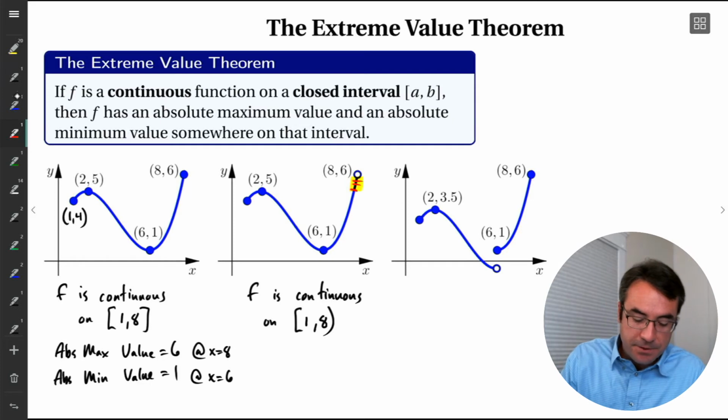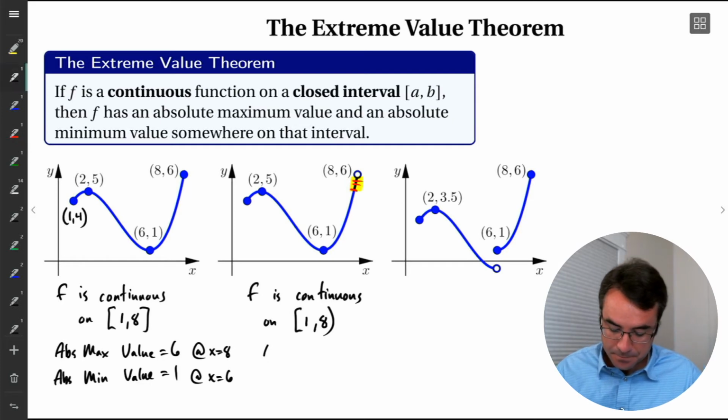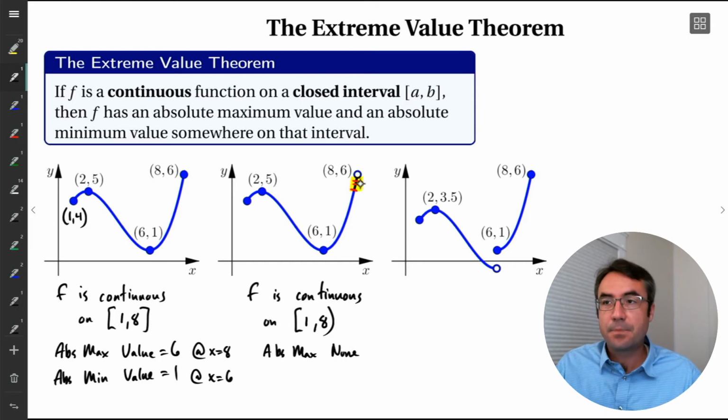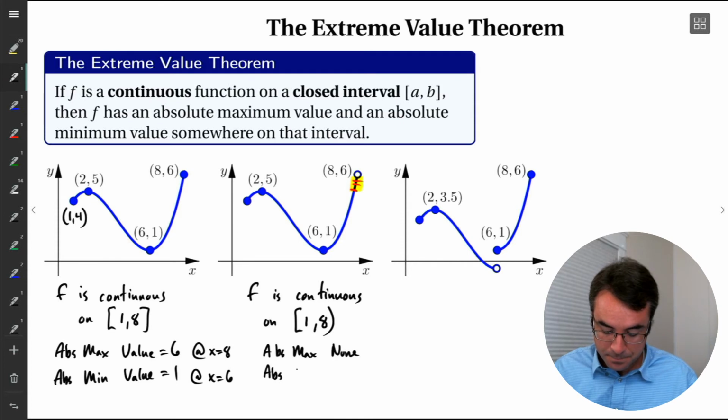So this graph does not have an absolute max. Because it's not defined on a closed interval, it's not guaranteed to have one. But it does have an absolute min. So the value is still occurring here. So the value is still 1, and it still occurs at x equals 6.